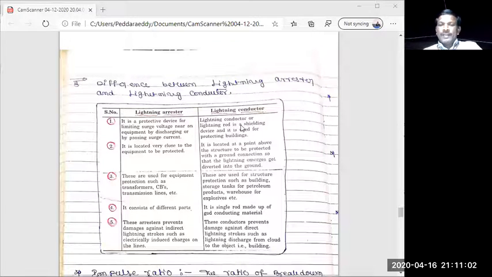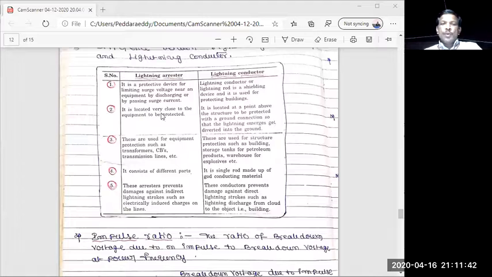Coming to the lightning conductor, also called a lightning rod: it is a shielding device used for protecting buildings. The lightning arrester is used for protecting the transmission system, transmission lines or substations, and the lightning conductor is used to protect structures, buildings or storage tanks.